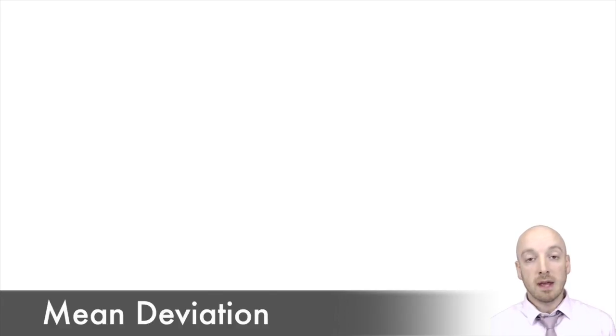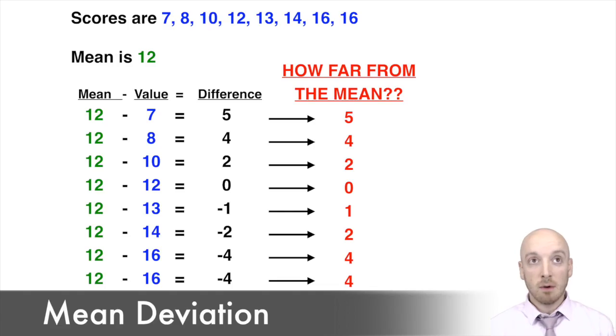So let's look at how we calculate mean deviation. First of all, we have to know the mean of the distribution, and that part's easy because we've already learned that in the last video. Once we have the mean of the distribution, what we need to do is take each value from the distribution and subtract it from the mean. Take a look at how I set that up right here.